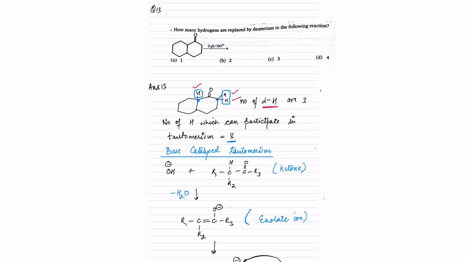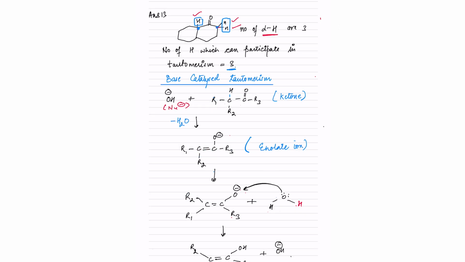Now how does that happen exactly? That we will understand. This is your base catalyzed tautomerism, in which OH minus can act as a nucleophile and can also act like a base.